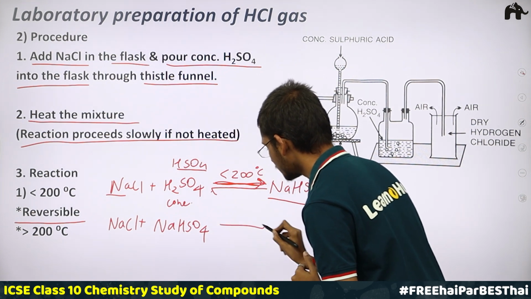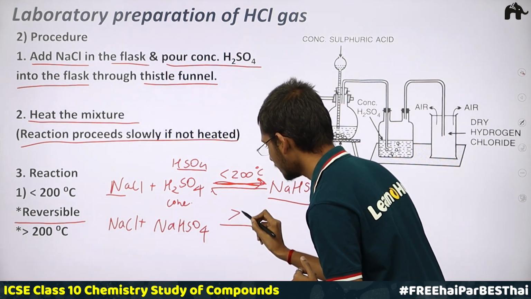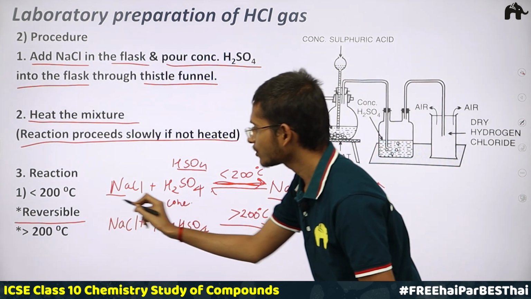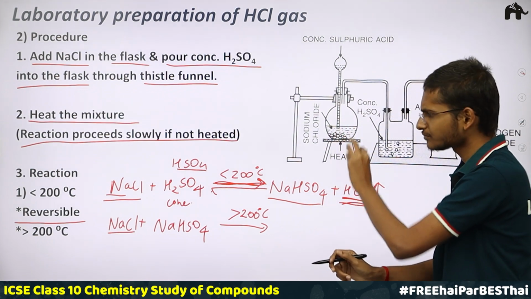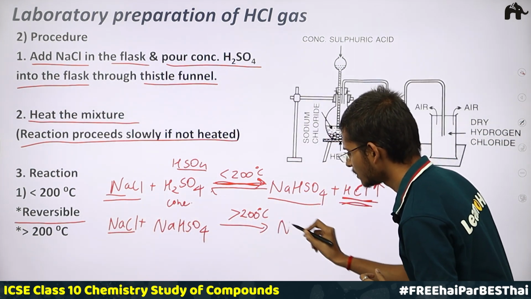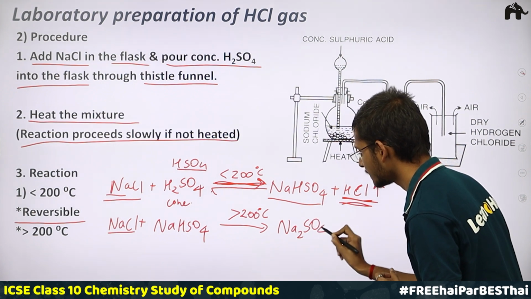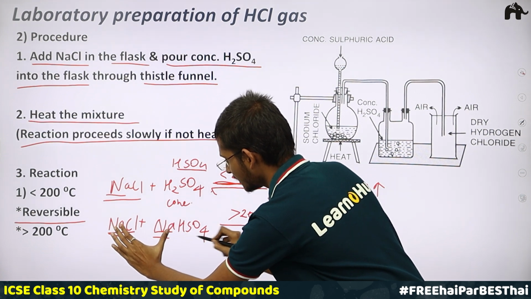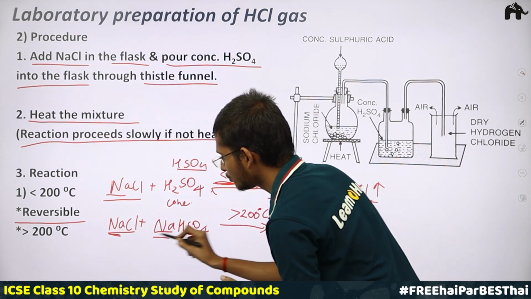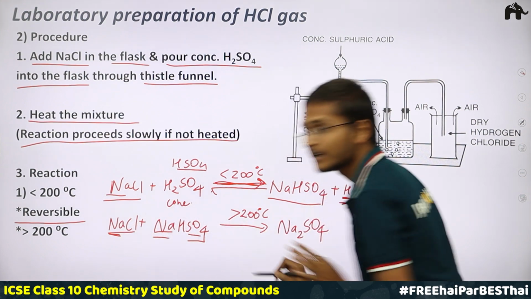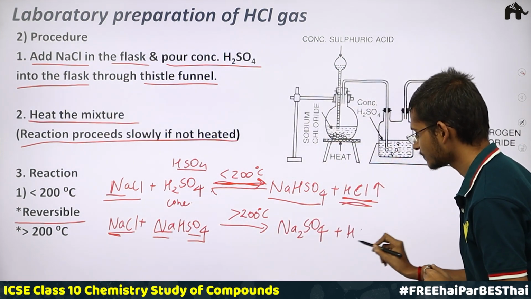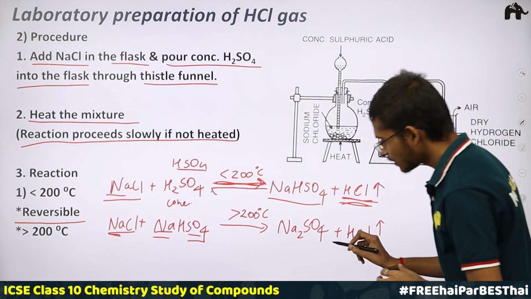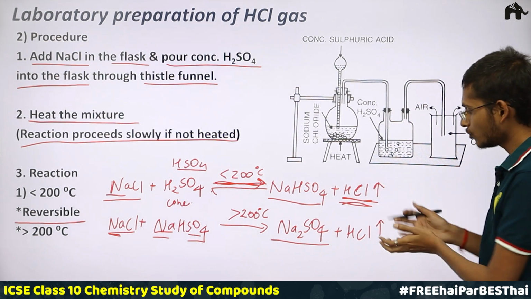When I increase the temperature to greater than 200 degrees Celsius, this NaHSO4 reacts with the NaCl, which is also present here, and forms Na2SO4, sodium sulfate. Now what is remaining? HCl. Clear? Again, HCl gas is released. Beyond this point there is no production of HCl.